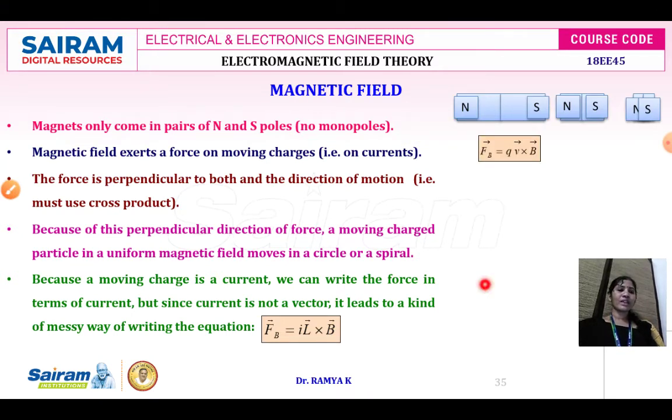That force is given as Q into V. That is, you are going to move a charge in the presence of this magnetic flux density with a velocity u. Therefore, the mechanical force exerted is given as Fb is equal to Q into V vector cross product with B vector. It is going to be your mechanical force exerted.